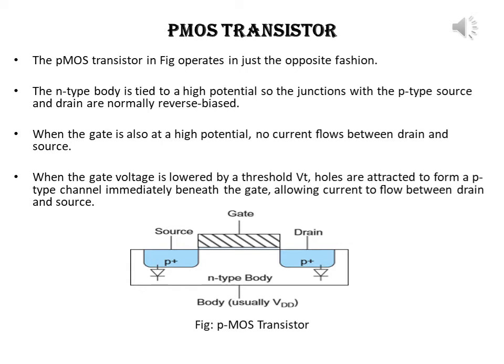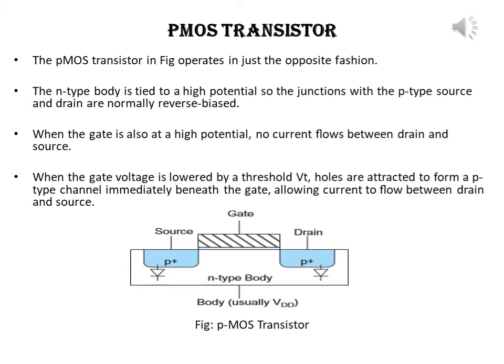So when the gate is also at the high potential, obviously no current flows between drain and source, because both are at high potential, which means there will be no channel formed beneath the gate so that source and drain can communicate with each other. So when we apply the gate voltage which is lowered by a threshold voltage Vt, then holes are attracted to form a p-type channel immediately beneath the gate, allowing current to flow between drain and source.